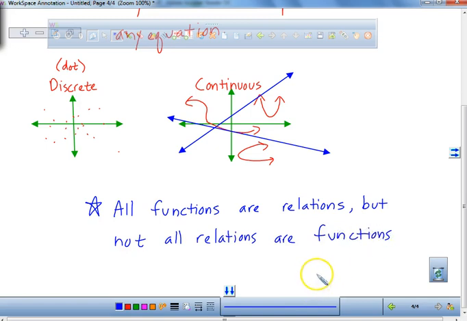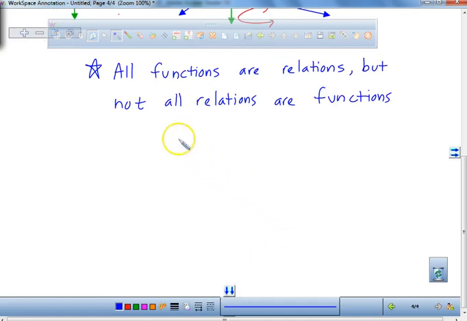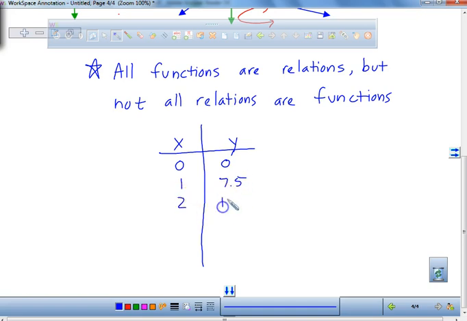Okay, so I'm going to show you guys a relation that is not a function. I'm going to make a little table right here, and I'm going to start with what we already did. We had a table that we made in our journal that had 0, 0, then 1, 7.5, then 2 and 15, and 3 and 22.5, and then for 4 we put a 30.